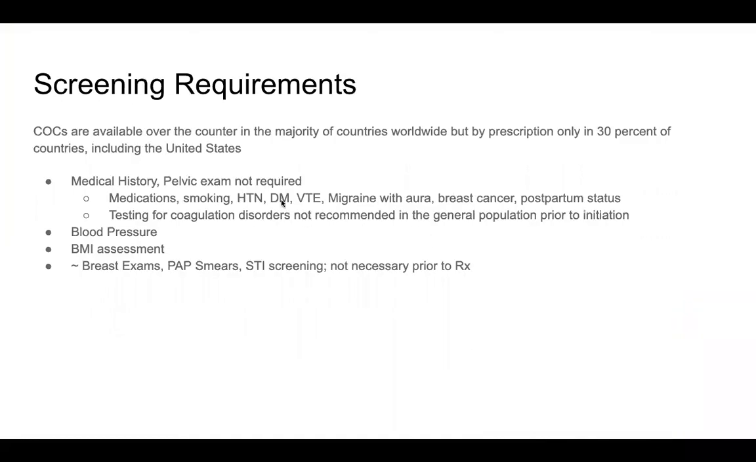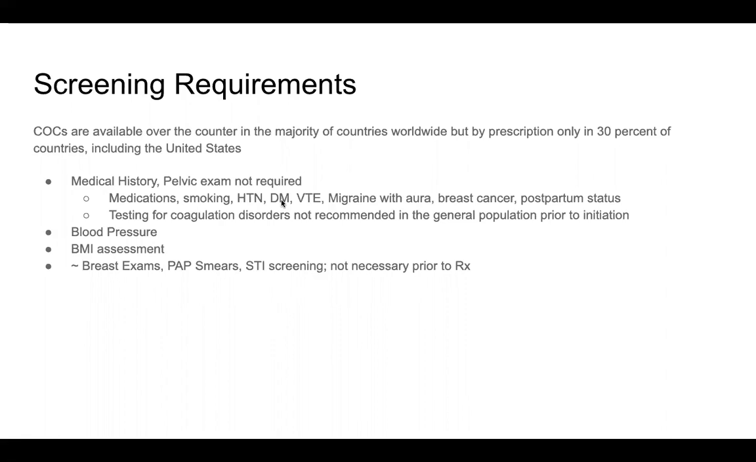So starting off, what you need to do when you are prescribing someone any form of estrogen, in a combined pill or a patch or really anything, is very basic screening. Combined oral contraceptives are available over the counter in a majority of countries worldwide, but about 30% of countries, including the United States, require a prescription. So before giving a prescription, you just need to have a good medical history.